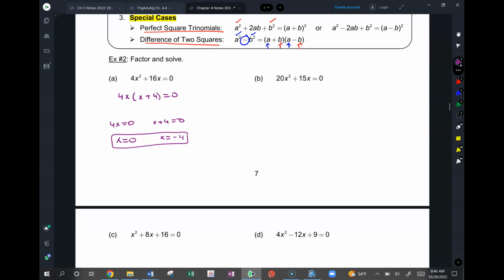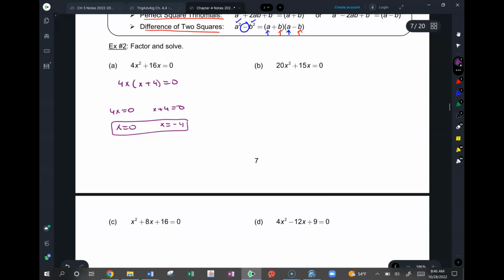Okay. What do we factor out of the next one? 5x, and I get 4x plus 3. So 5x is 0, 4x plus 3 equal to 0. Here I get x is 0, 4x is negative 3, x is negative 3 over 4.